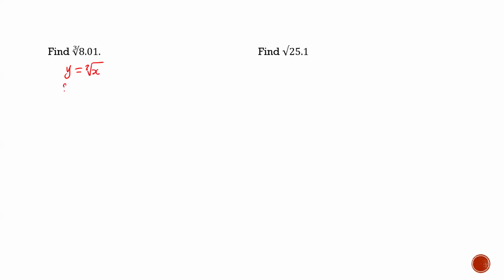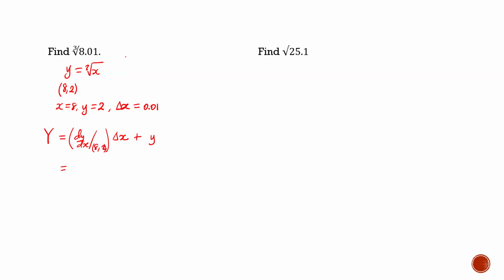And our known point on this curve is the point 8, 2. In other words, when x is 8, we know that y will be 2. And so our delta x in this case is 0.01, since it's 0.01 more than x. So our y, which is what we're estimating, is going to be dy dx at the point 8, 2 multiplied by delta x plus y, the equation which we derived on the previous slide.